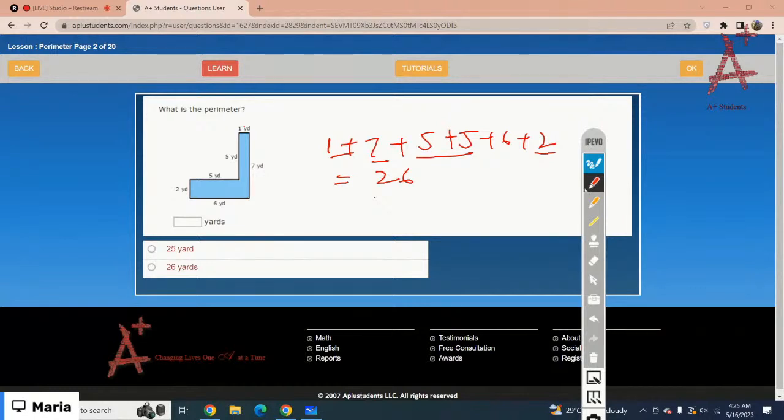Please write the answer once. It would be 26. The correct option is 26.